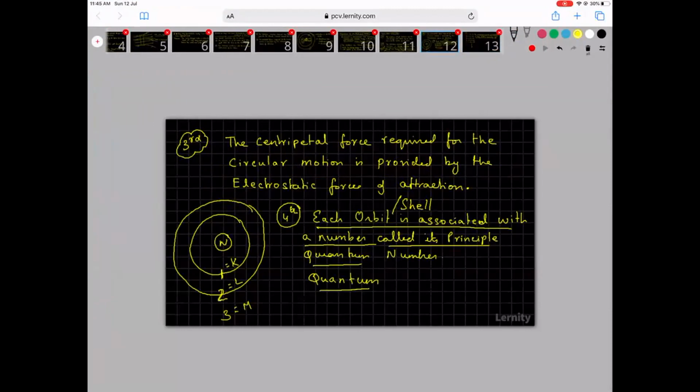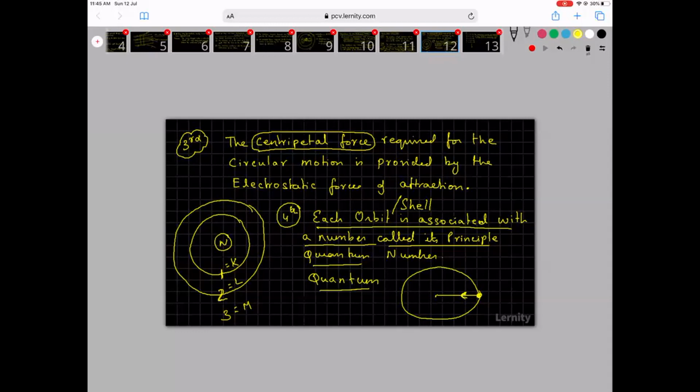The centripetal force. Now what is the centripetal force? Whenever any object moves in a circle, there has to be a force acting towards the center. That force which is acting towards the center is called the centripetal force. Suppose you take a stone and tie it to a string and move it in a circle. You will have to exert a force and pull the string. That pulling force which acts towards the center is called the centripetal force.